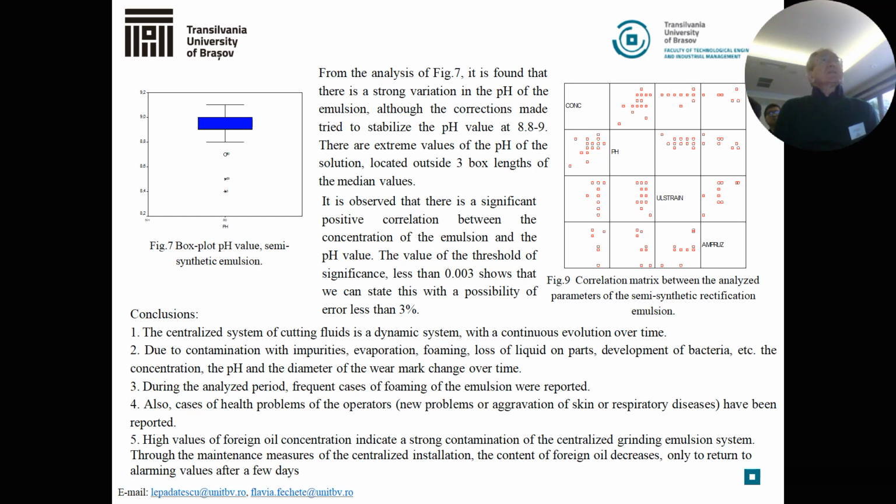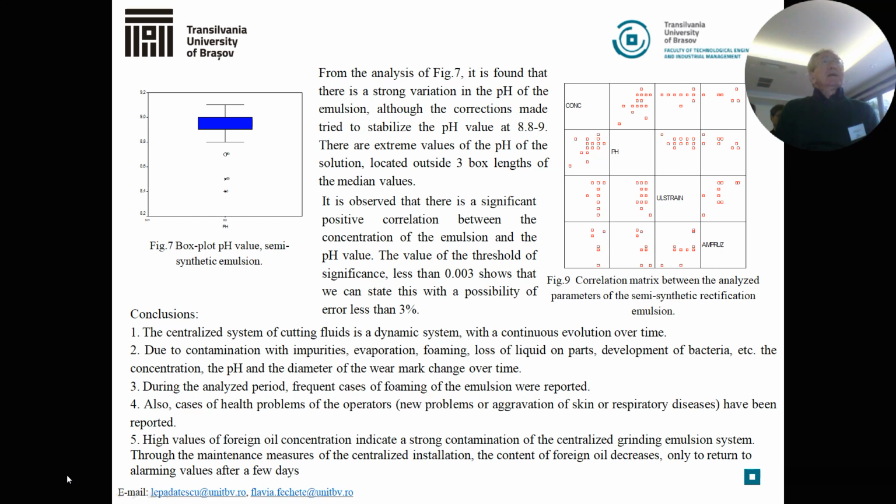From analysis of figure 7, it is found that there is a strong variation in the pH of the emulsion, although the correction made tried to stabilize the pH value at 8.8 to 9. There are extreme values of the pH of the solution located outside 3 box lengths of the median value.